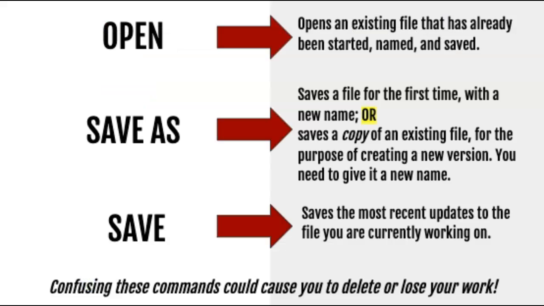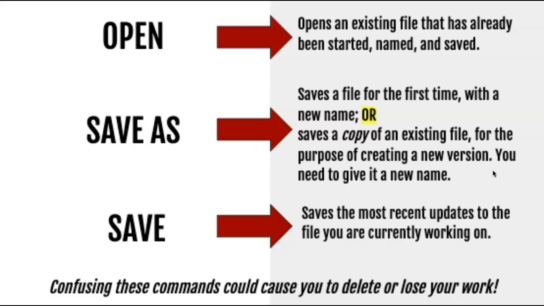Now we just did a couple of different things in about a minute and a half. The first thing we did, we opened our file from Chapter 1, our timing file. When we click on Open in the menu, it always opens up an existing file that we already started, already named, and already saved. The next thing we did, we selected Save As from the File menu. Whenever we use Save As, it saves a file for the first time with a brand new name, or, what we just did, we saved a copy of an existing file for the purpose of creating a new version.